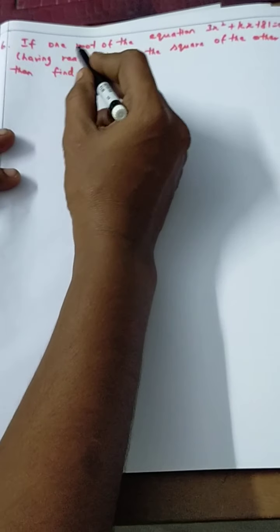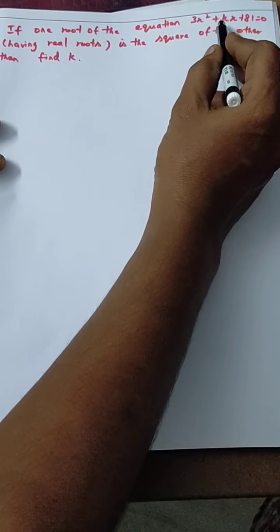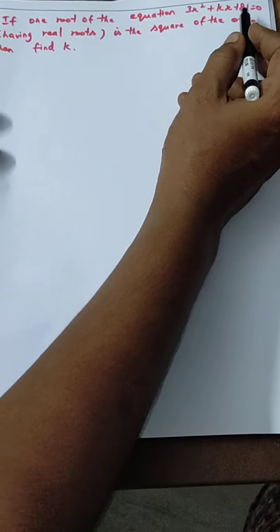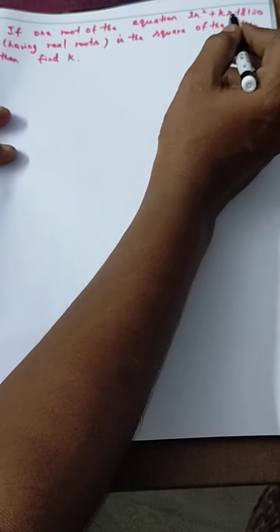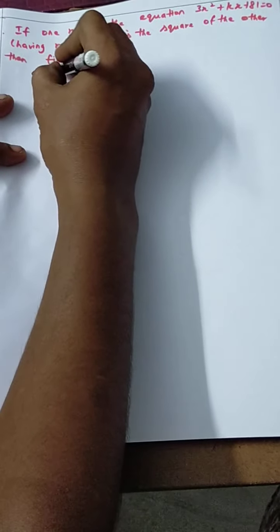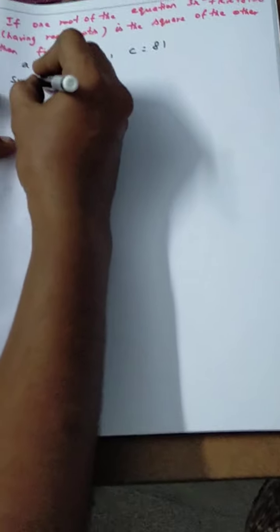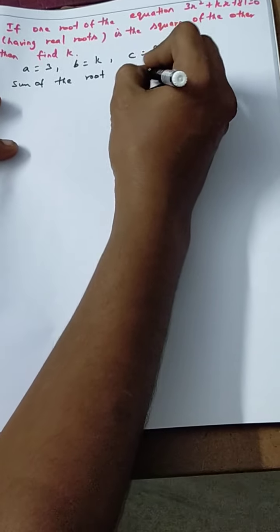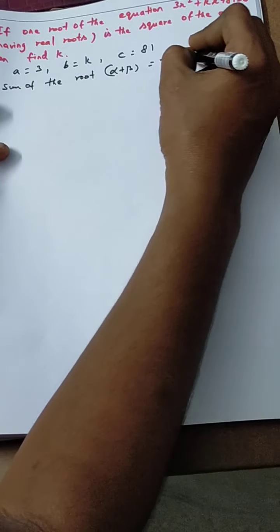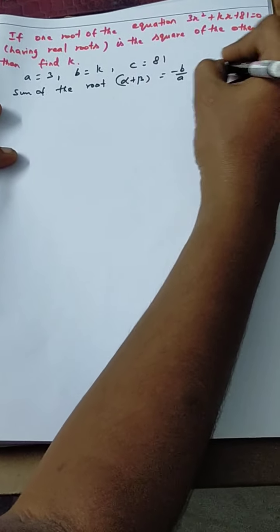Sixth question: if one root of the equation 3x squared plus kx plus 81 equal to 0 is the square of the other, then find k. So the quadratic equation is given; first of all, mention the sum of the roots and then the product of the roots. Write a equal to 3, then b equal to what value? k only, and then c equal to 81. Mention the sum of the roots: alpha plus beta equal to minus b by a, which is minus k by 3.